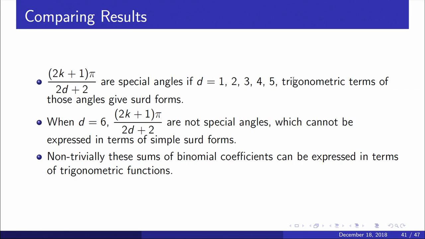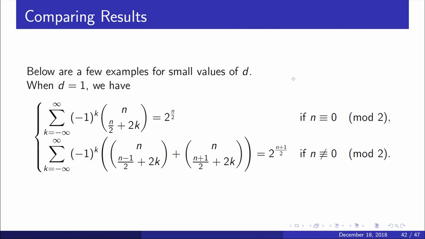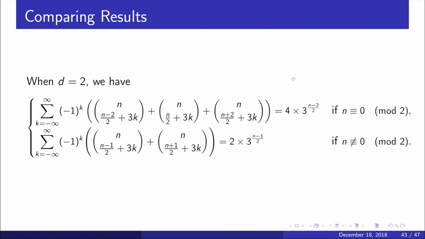However, when d is equal to 6, which is the first positive integer d such that these angles are not special, they cannot be expressed in terms of simple surd forms or rational numbers. So we can see that this formula can non-trivially express the sum of binomial coefficients in terms of a series of trigonometric coefficients. For example, when d is equal to 1, the right-hand side of the trigonometric term simplifies to a simple power of 2. And when d is equal to 2, the trigonometric terms equal a power of 3 times 2, which is a simple form.